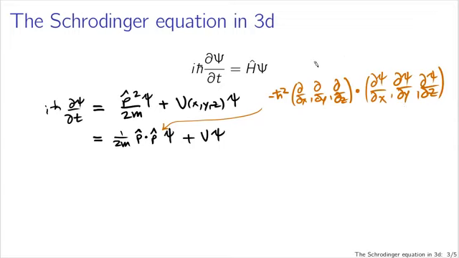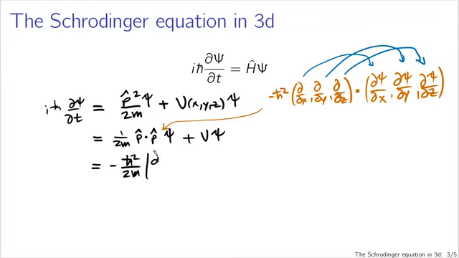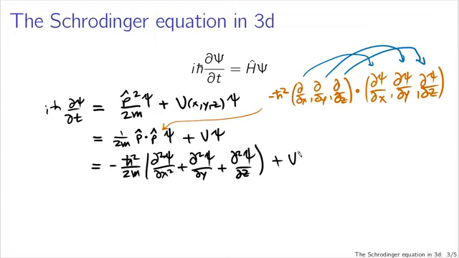Since I'm taking the dot product here, I know the x component of this vector and the x component of this vector are going to be multiplied together. So I'm going to be acting with the x derivative on the x derivative, the y derivative on the y derivative, and the z derivative on the z derivative. And I'm going to be adding up all of the results, since that's what you do when you're taking a dot product. The result then is going to be minus ħ squared over 2m times the second derivative of psi with respect to x plus the second derivative of psi with respect to y plus the second derivative of psi with respect to z, plus V times psi as before.